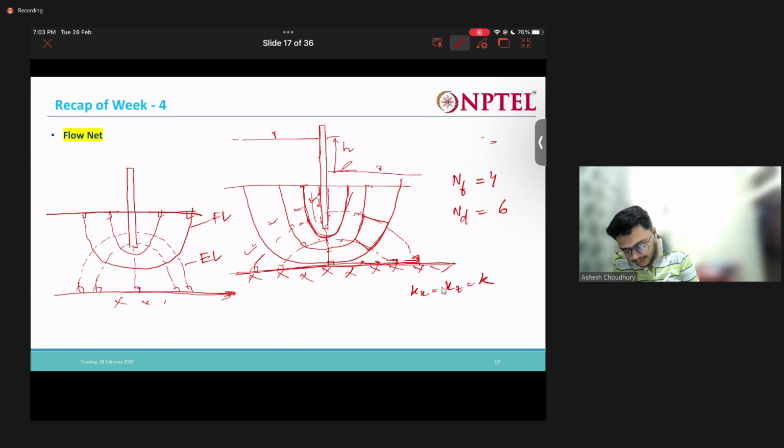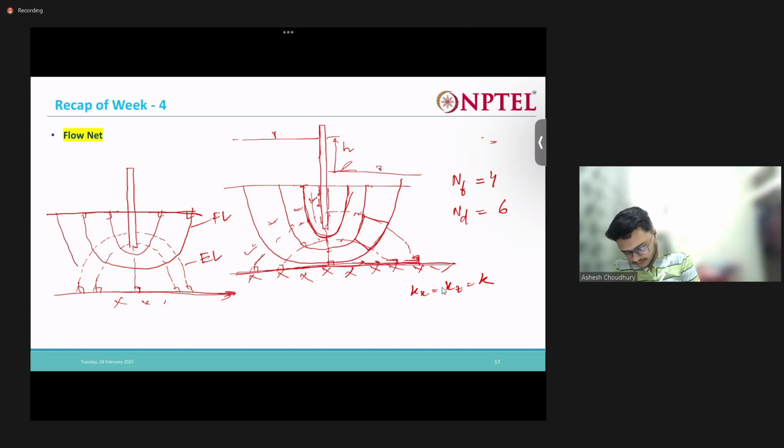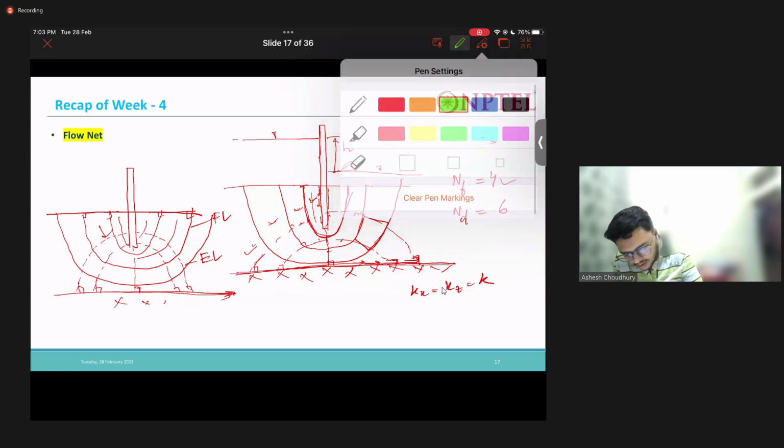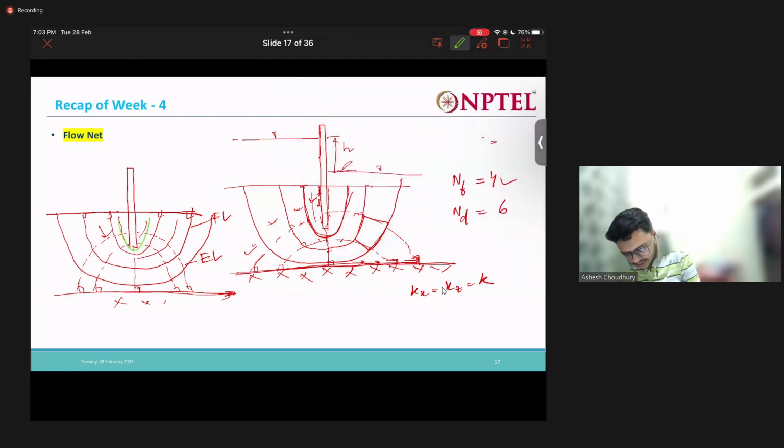Now see the number of flow channels. I can draw one more. So how I am saying nf is equal to 4 is that here we have one flow channel, here we have a second flow channel, here we have a third flow channel, and here we have a fourth flow channel. That's why we are saying the total number of flow channels is nf equal to 4.